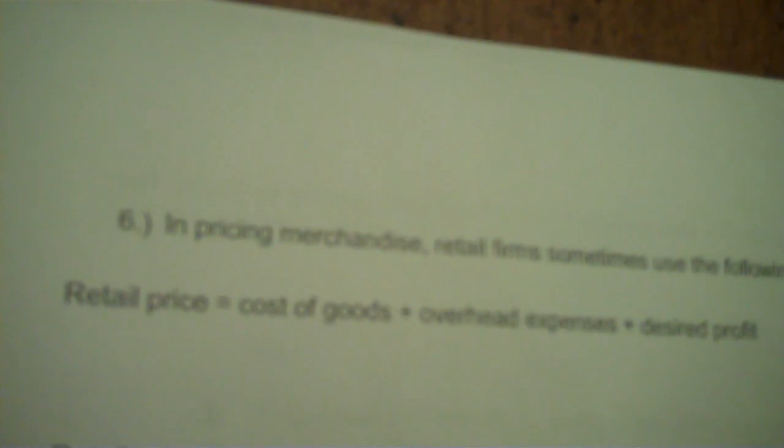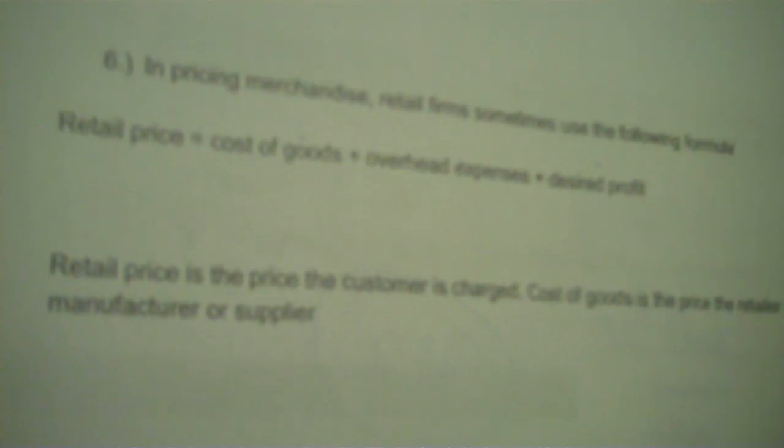In pricing merchandise, retail firms sometimes use the following formula. The retail price is the cost of goods plus the overhead expenses plus their desired profit. Retail price is the price the customers charge. Cost of goods is the price the retailer pays the manufacturer or supplier. Part A, what decimal fraction of the retail price is the desired profit for item A? Part B, what decimal fraction of the retail price is the overhead expense for item B? We need to figure out some missing information in this table, okay?